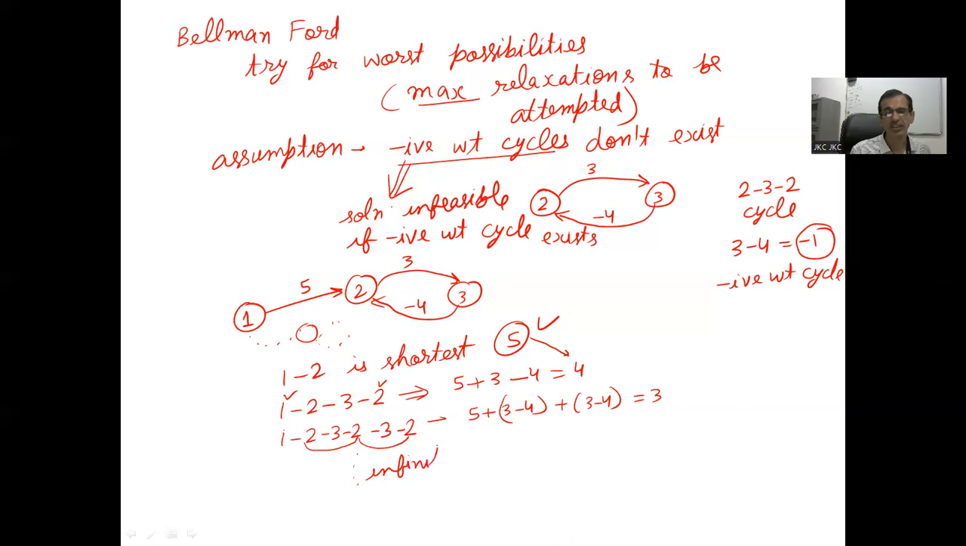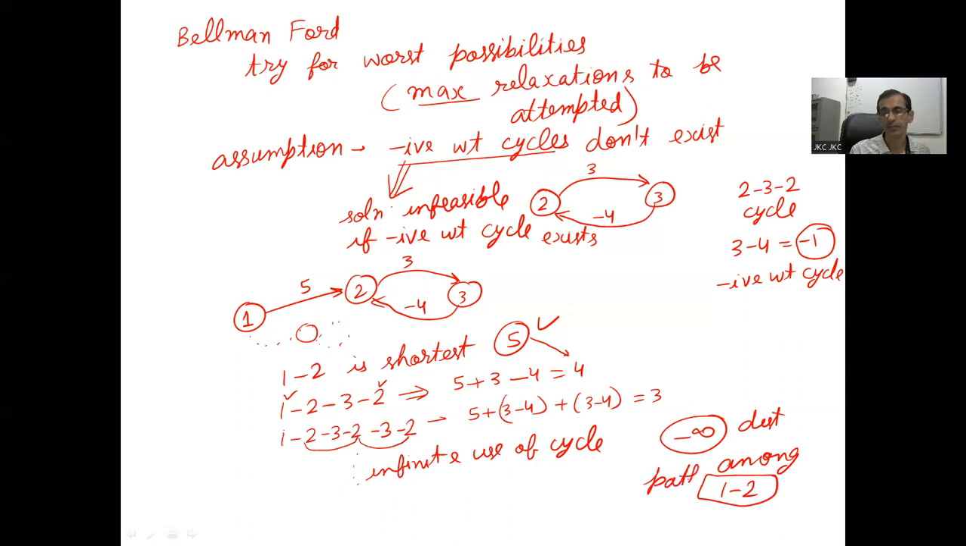Infinite use of this cycle can lead to minus infinity as the distance among path 1, 2. So that effectively means the solution becomes practically infeasible. So we say negative cycles or negative weight cycles can lead to infeasible solutions.